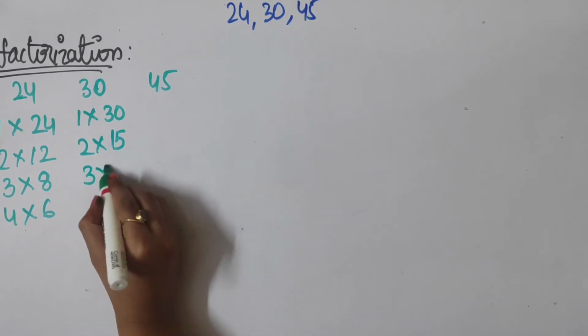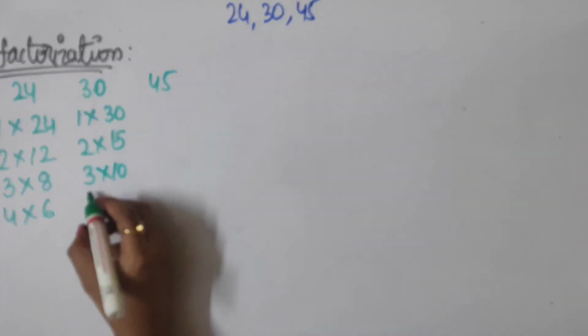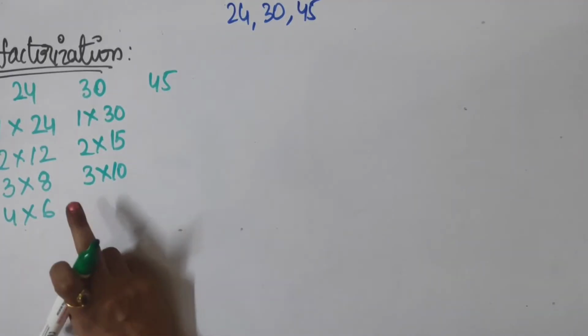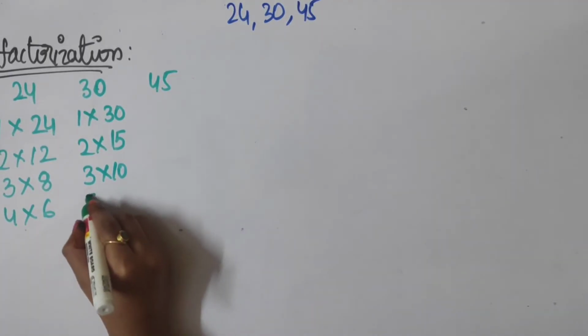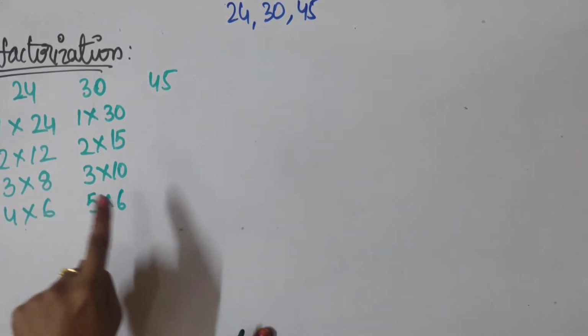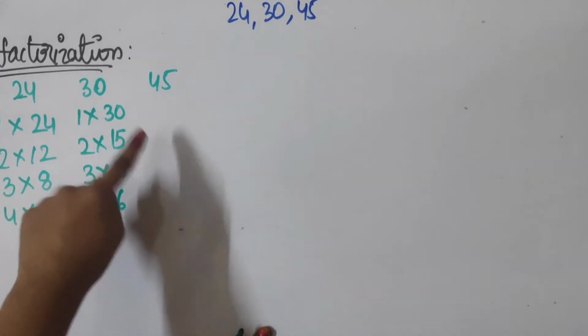3 into 10. Then again it is not divisible by 4. Also it is divisible by 5. 5 into 6. Again it is divisible by 6 into 5. 10 into 3. 15 into 2. 30 into 1.